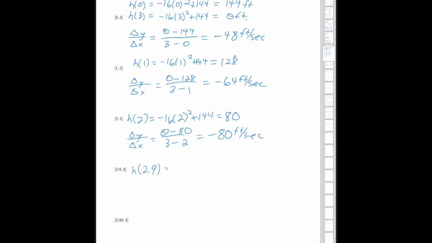h of 2.9 is negative 16 times 2.9 squared plus 144, which is 9.44. And the average rate of change is change in y over change in x, which is 0 minus 9.44 over 3 minus 2.9. So that's negative 94.4 feet per second.